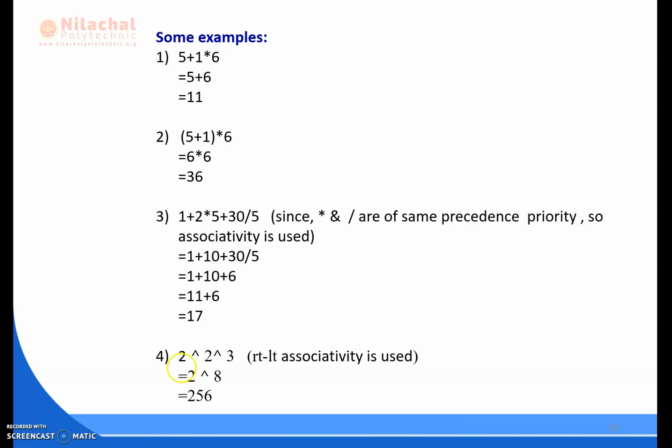In the power sign, the associativity rule moves from right to left. So first we have to check 2 power 3. The answer is 8 here. Then we will be doing 2 power 8 and the answer is 256. This is how the precedence priority is implemented and the associativity rule is applied.